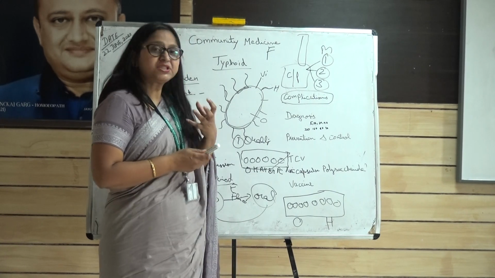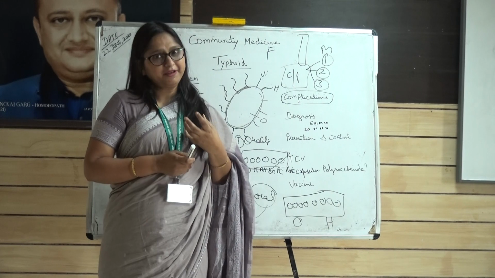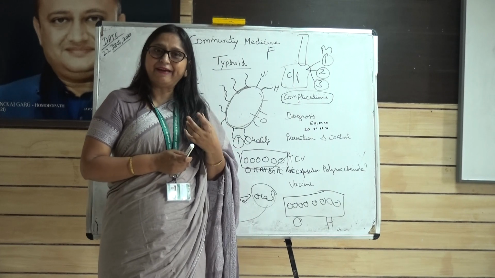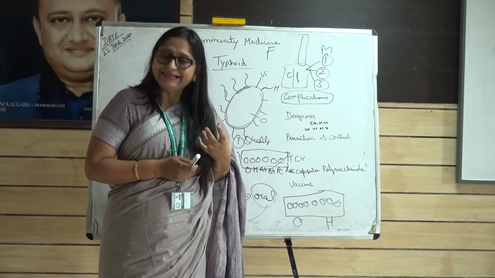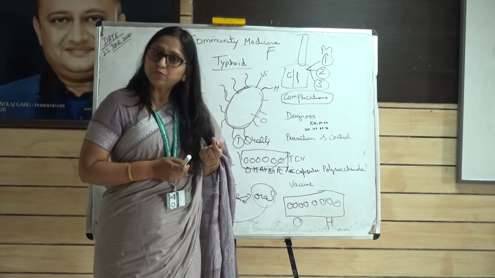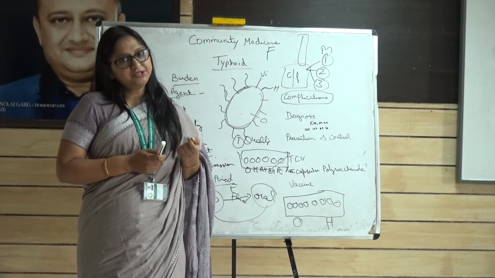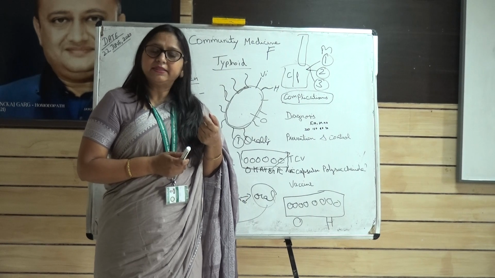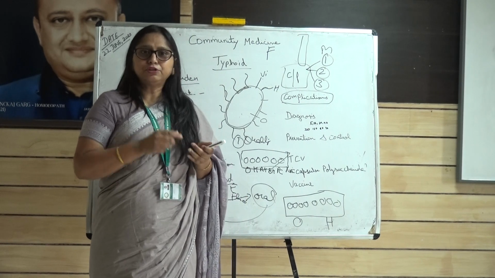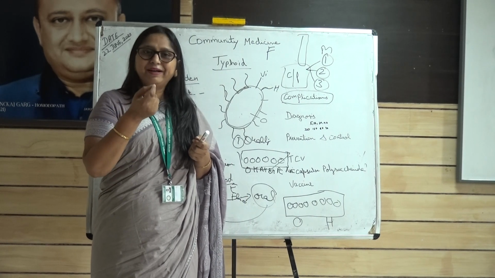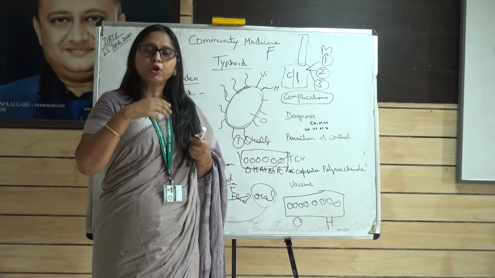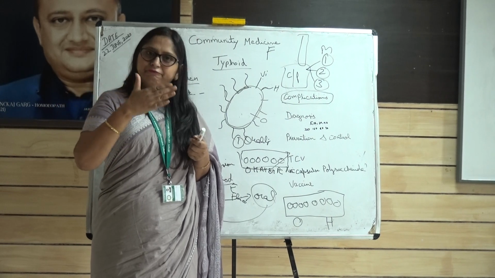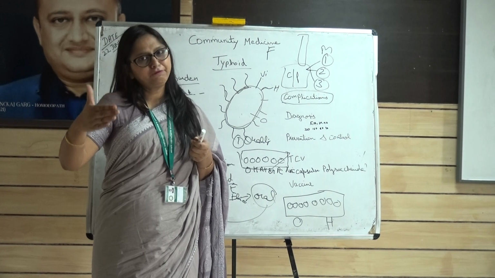And the most important thing here is vaccination. For typhoid, there are mainly 3 types of vaccine. The first one is the live attenuated vaccine. This vaccine comes in the form of a capsule, which one has to swallow on alternate days: the first day, third day and fifth day.